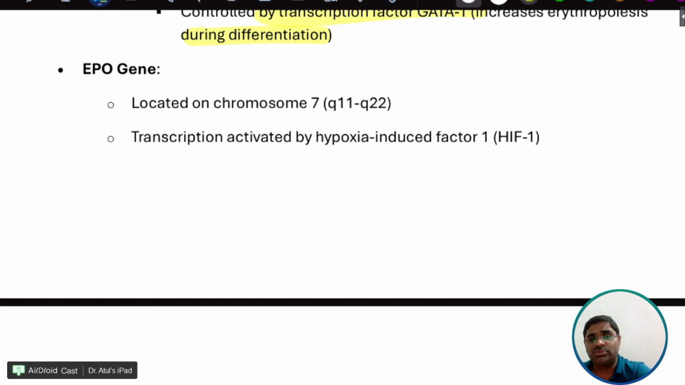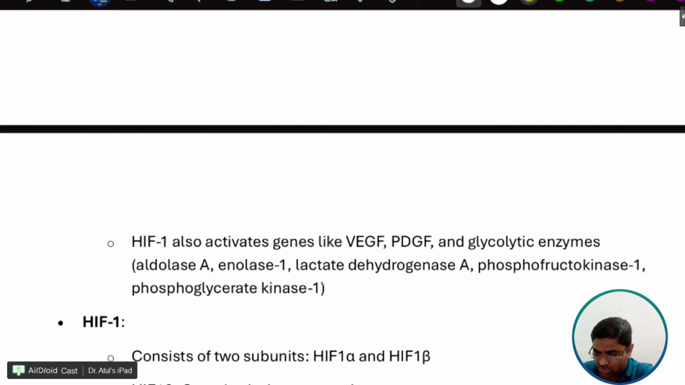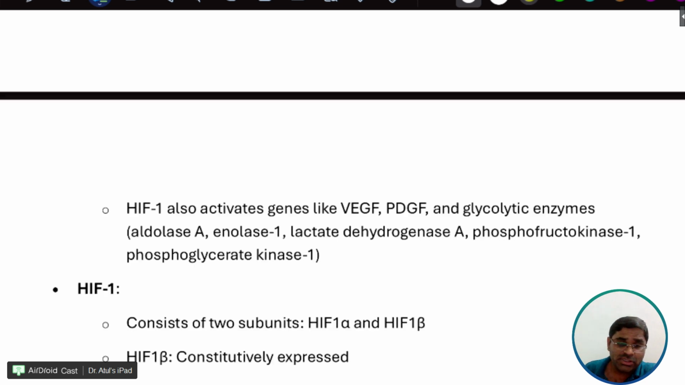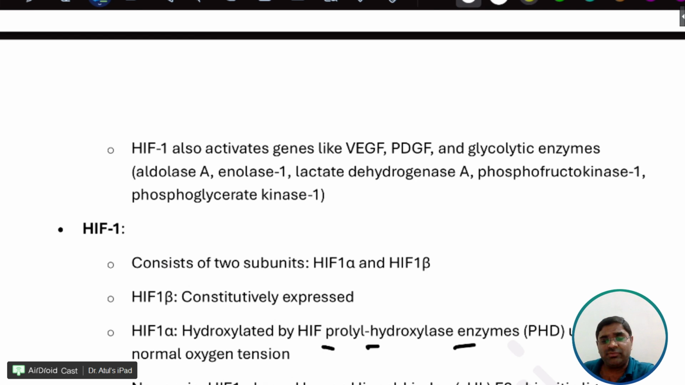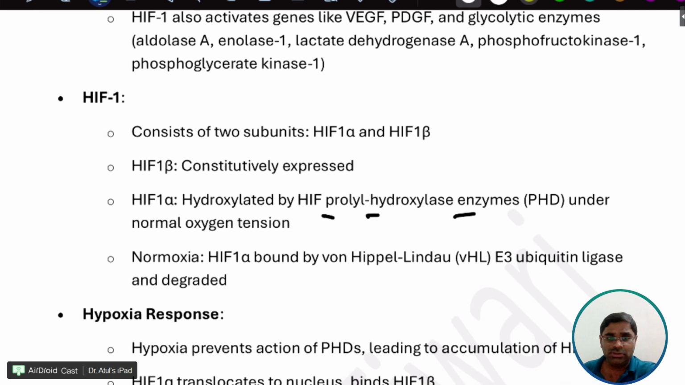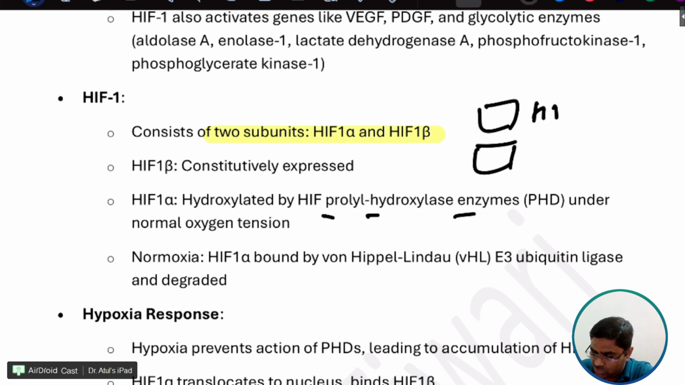This EPO is produced by the EPO gene that is located on chromosome number 7. Transcription is activated by HIF1, that is hypoxia inducible factor 1. This HIF1 also activates genes like VEGF, PDGF, and glycolytic enzymes. So a few points about HIF1 are important. HIF1 constitutes two subunits, HIF1 alpha and HIF1 beta.